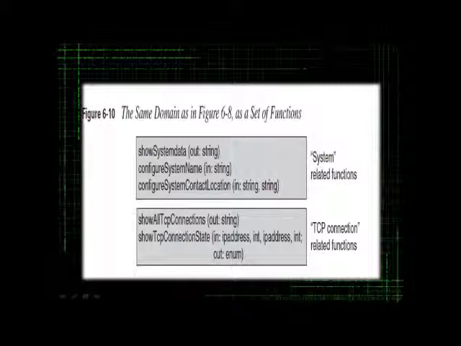TCP connections are modeled by the remaining two functions. Show all TCP connections lists all current TCP connections on the device along with their local and remote IP address and port information, TCP connection state, and basic statistics of the number of packets that were sent and received over this connection. Show TCP connection state allows a manager to retrieve the TCP connection state of a particular TCP connection, identified by its local and remote IP address and port information.